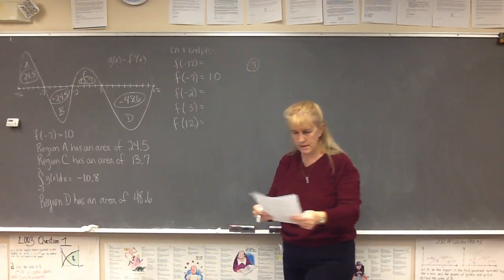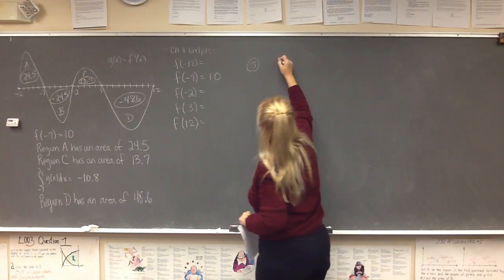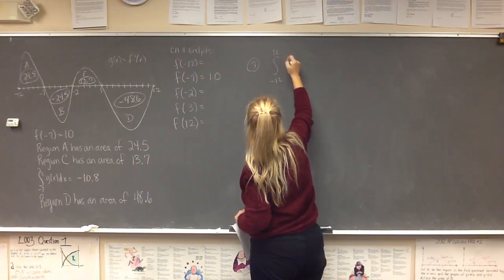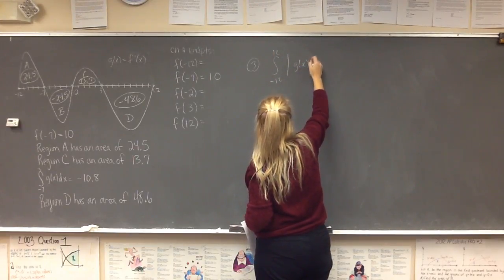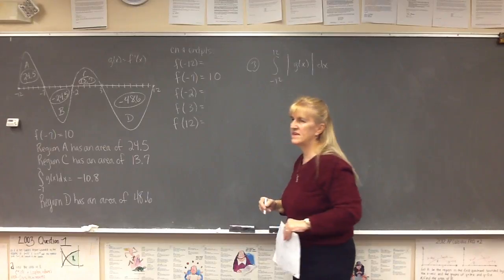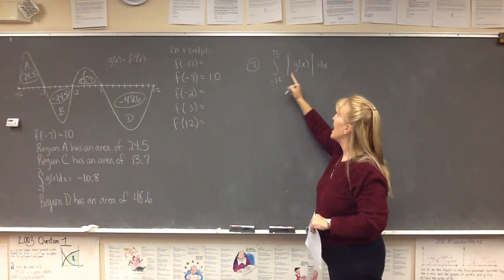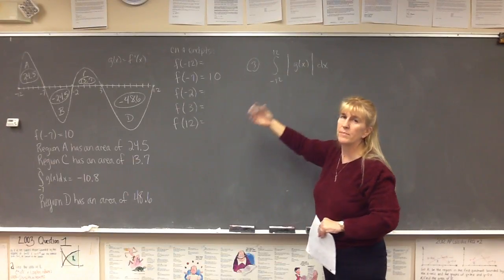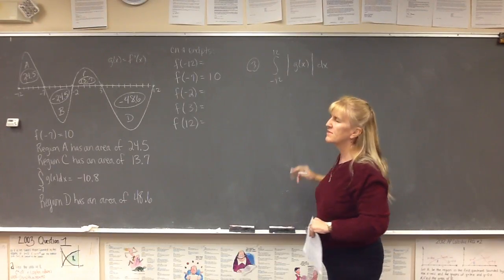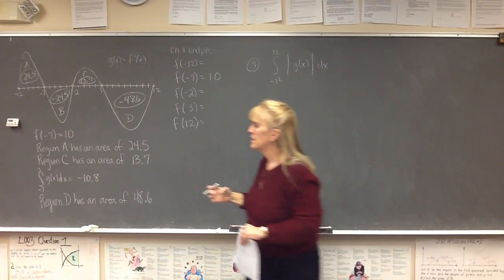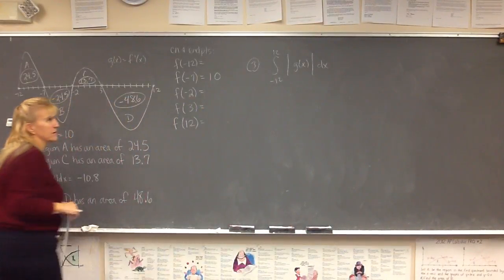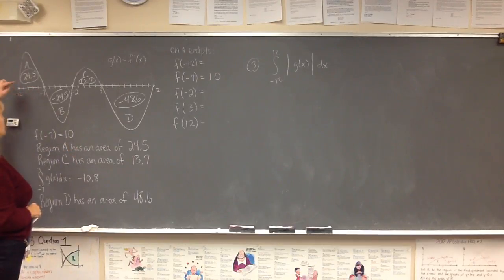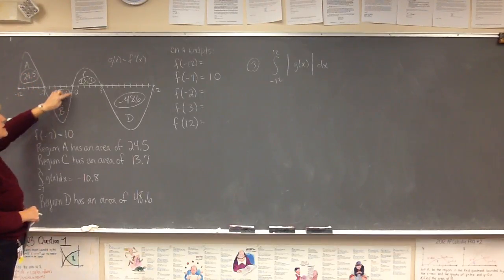Question 3 is looking at the integral between -12 and 12 of the absolute value of g of x dx. So I need to add up absolute values. Absolute values are always positive, so I need to add up a bunch of positives. Think about what the absolute value of g of x represents. The absolute value function leaves positive values alone, so where my g of x function is positive, it's going to be left alone.